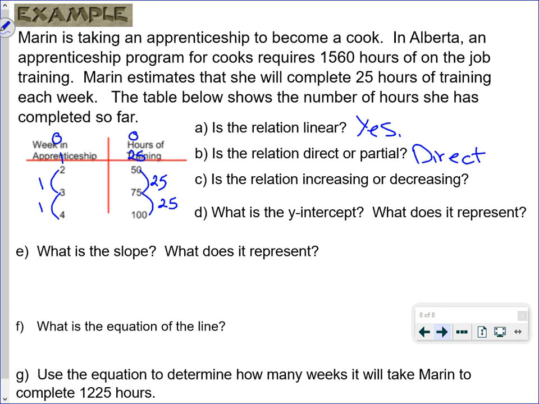So is this relation increasing or decreasing? As our x values increase, our y values are also increasing from 50 to 75 to 100. So therefore, this is an increasing relation.